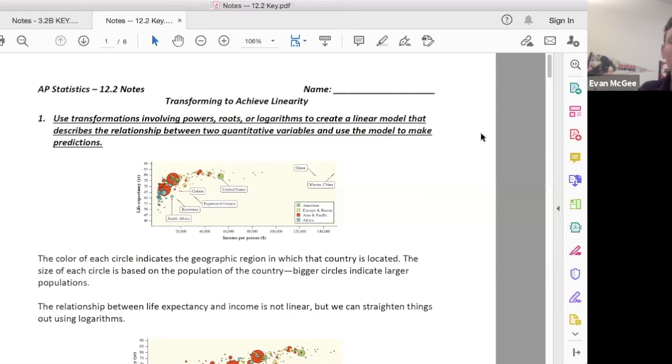All right, let's take a look at 12.2. So we're going to look at transformations involving powers, roots, and logs to create a linear model that describes the relationship between two quantitative variables. So it makes it linear.